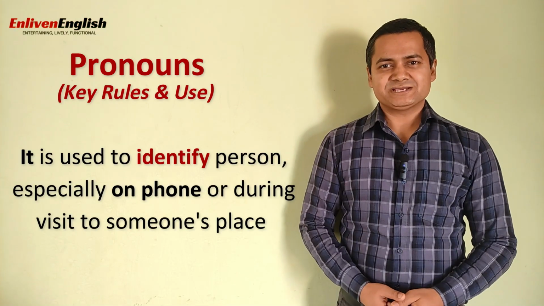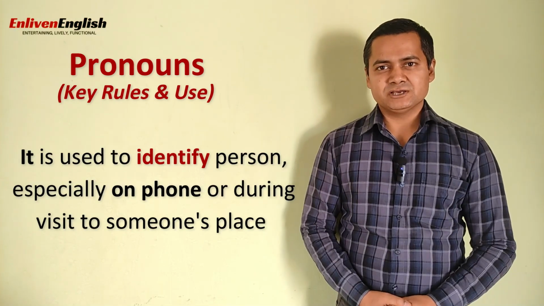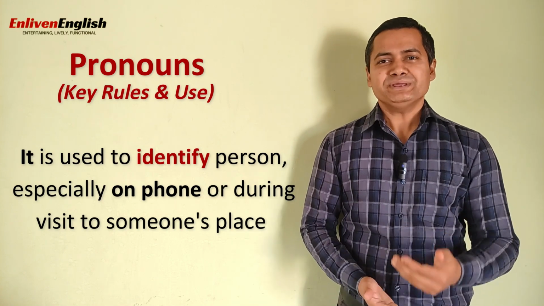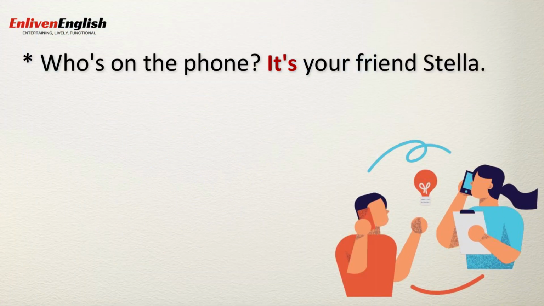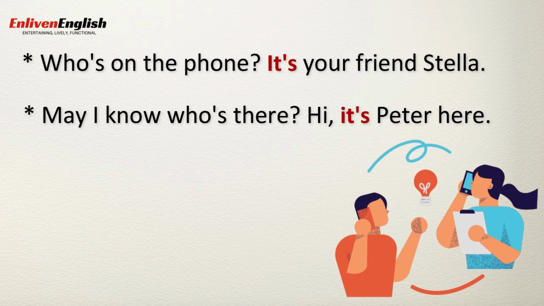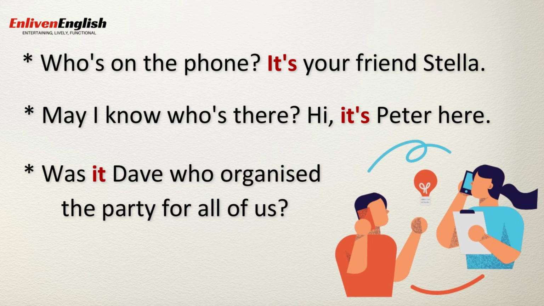We can use it to identify a person, especially on phone or during a visit to someone's place. For example, who's on the phone? It's your friend Stella. May I know who's there? Hi, it's Peter here. Was it Dave who organized the party for all of us?